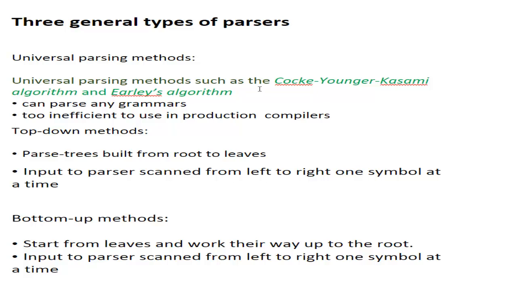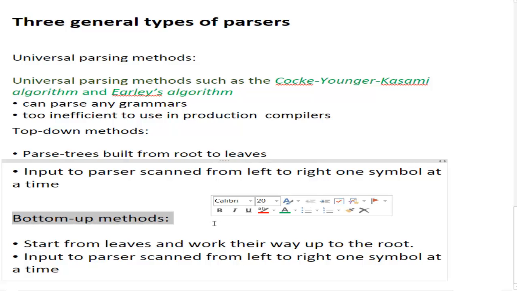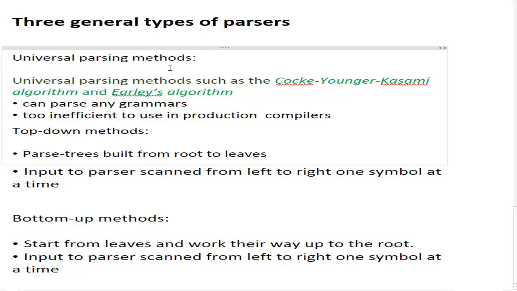Now there are actually three general types of parsers, but we usually use two types. The first one is a universal parsing method, the second is top down, and the third one is bottom up. The universal parsing method, which uses the CYK algorithm or Earley's algorithm, can actually parse any grammar, but it is very inefficient to use in production compilers, so we're not going to use that at all. So generally speaking there are two types of parsers: one is a top-down method and another is a bottom-up method.